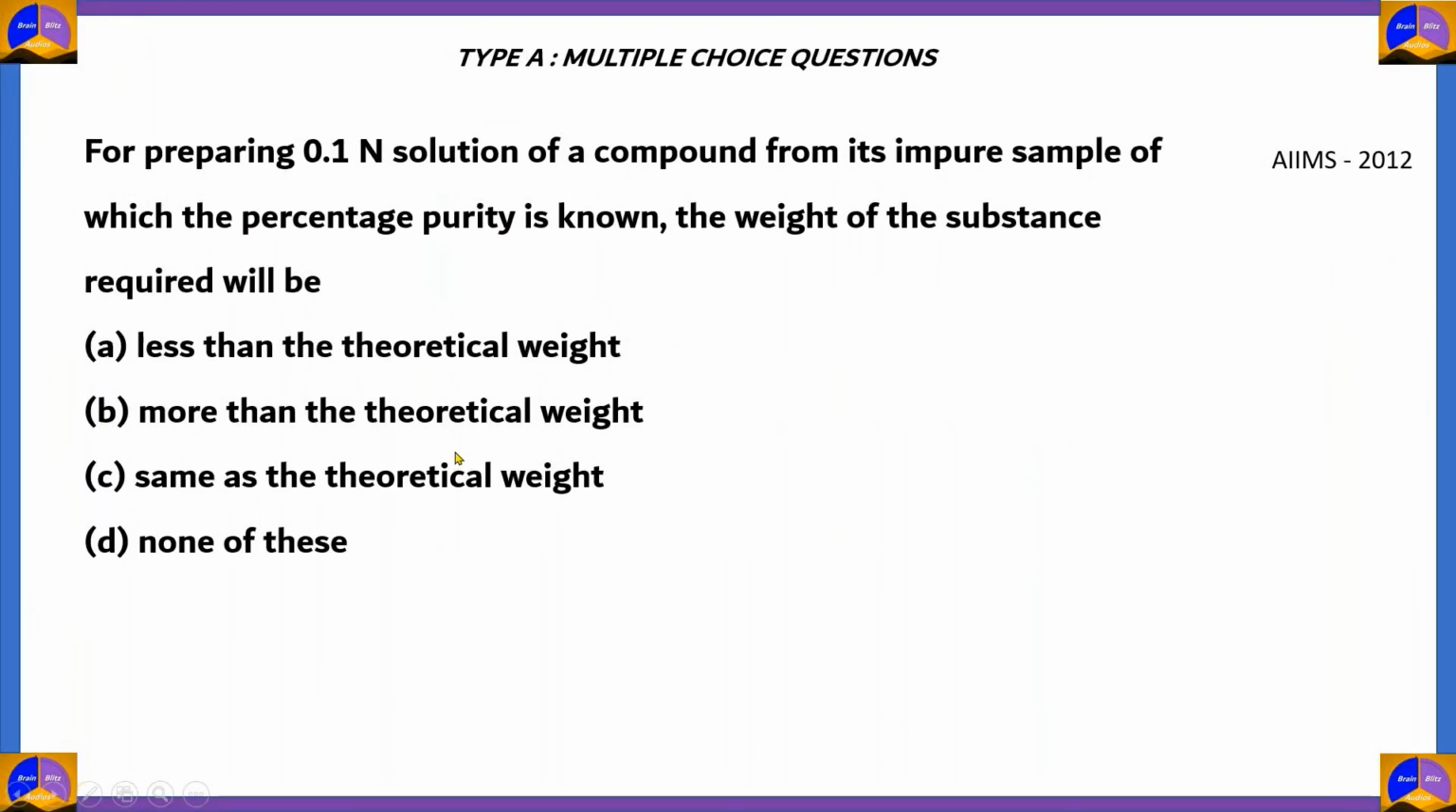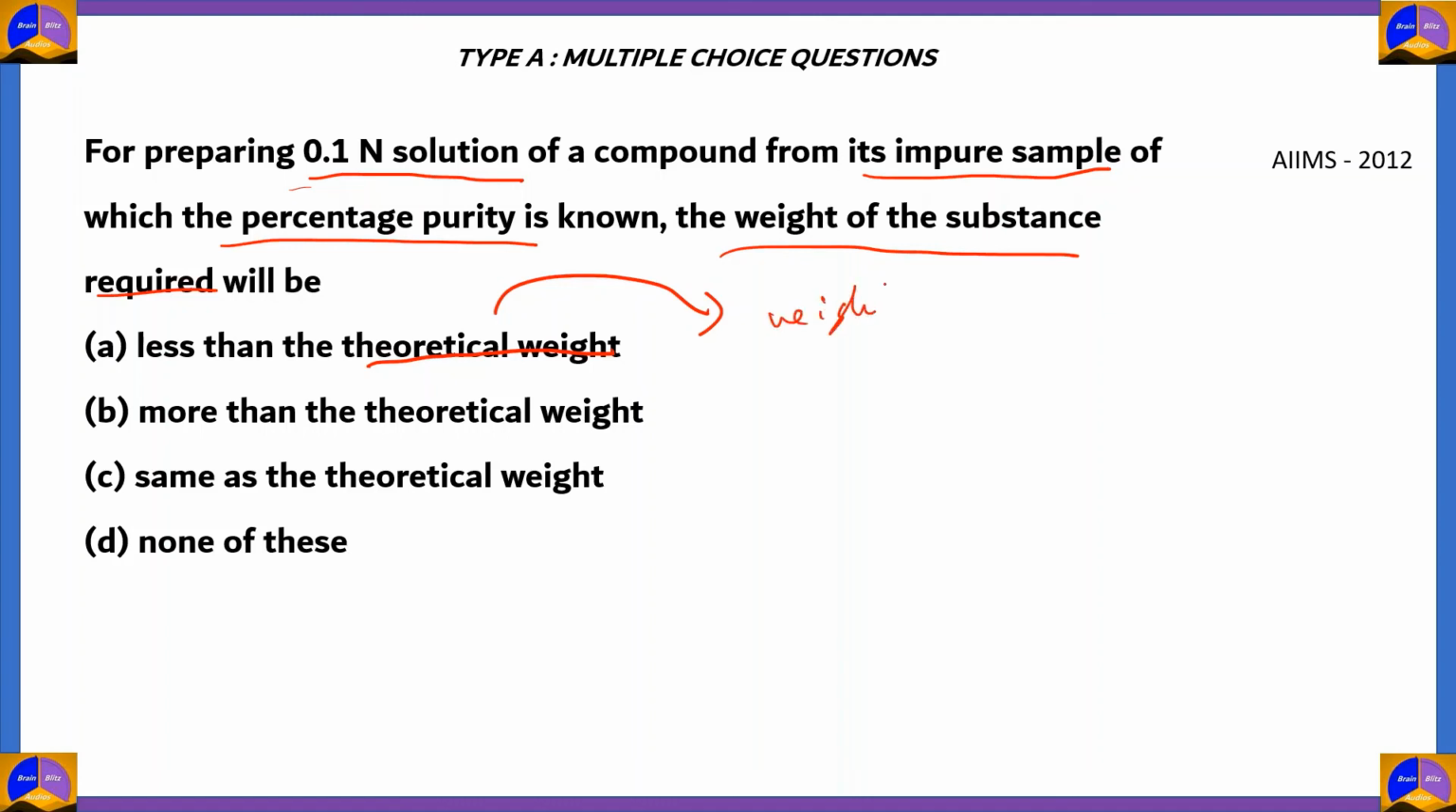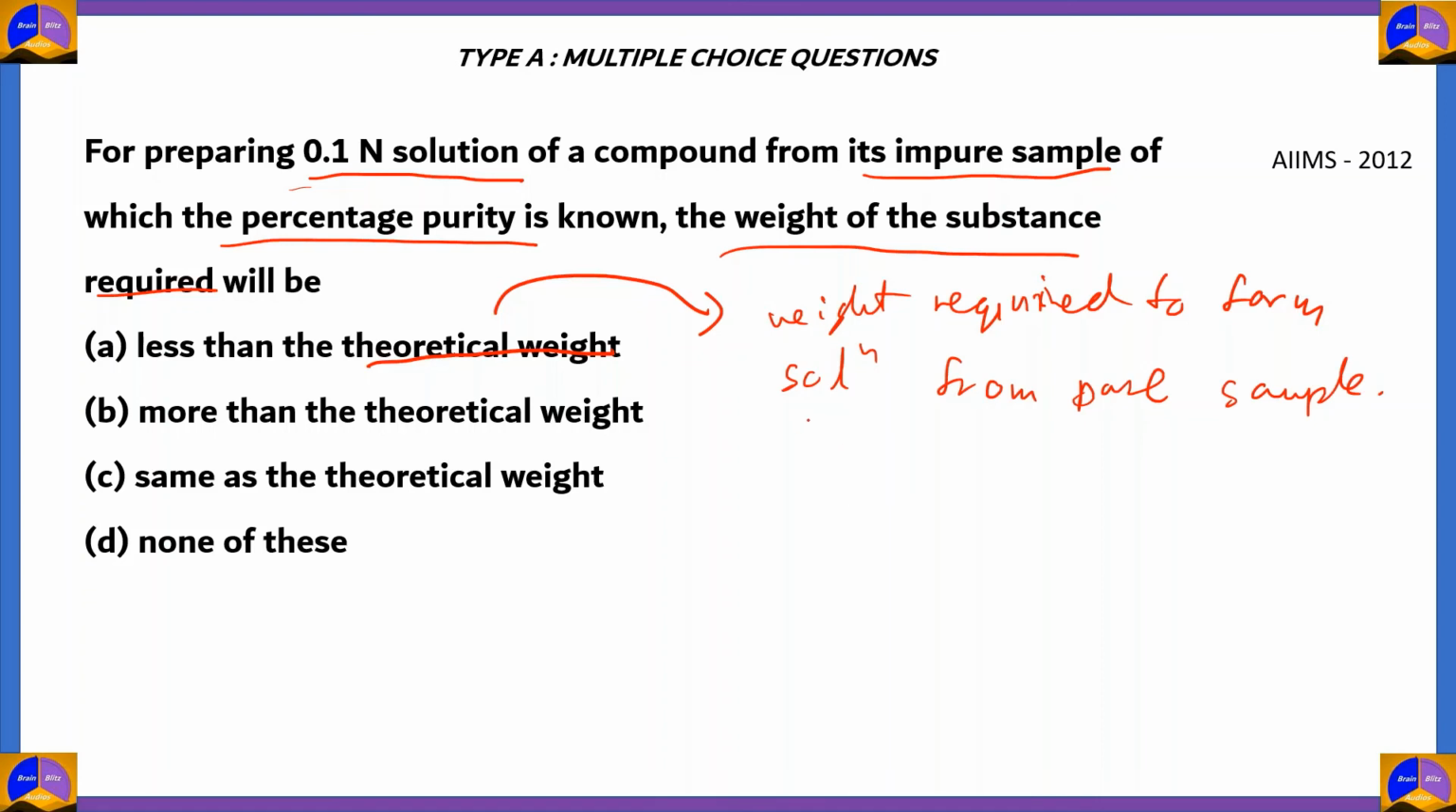Now we come to our final question of this episode. For preparing 0.1 normal solution of a compound from its impure sample, for which the percentage purity is known, the weight of the substance required will be less than the theoretical weight, more than the theoretical weight, same as the theoretical weight, or none of these. What is theoretical weight? So theoretical weight is the weight required to form a solution from pure sample. So that is theoretical weight.